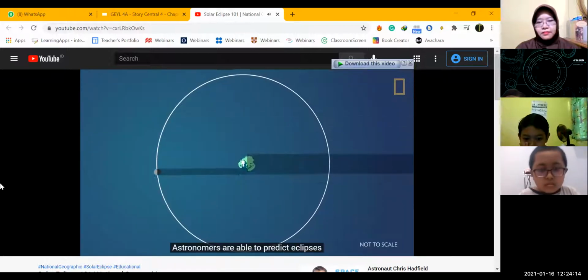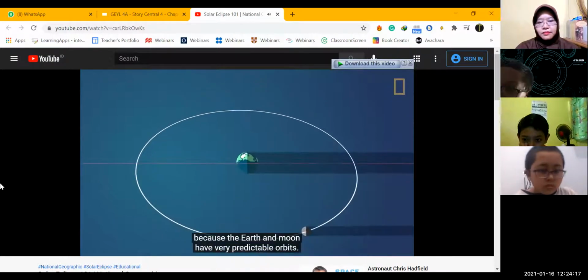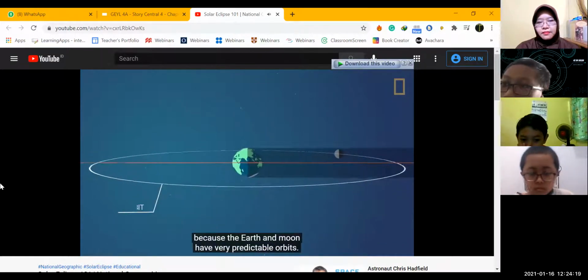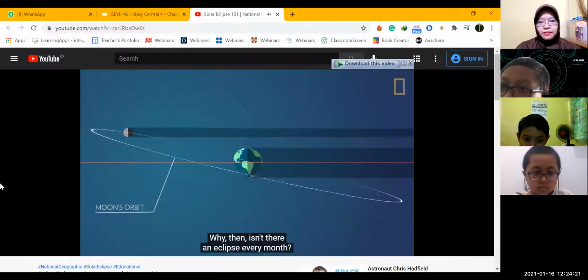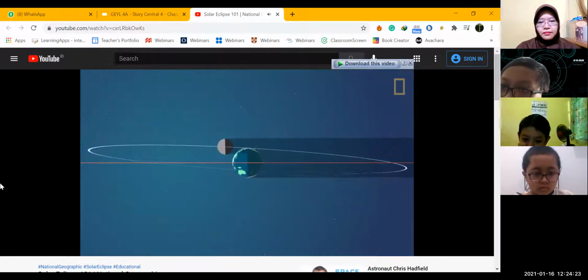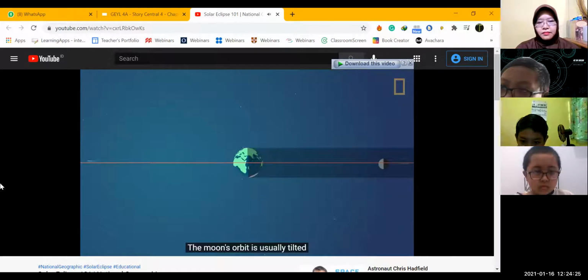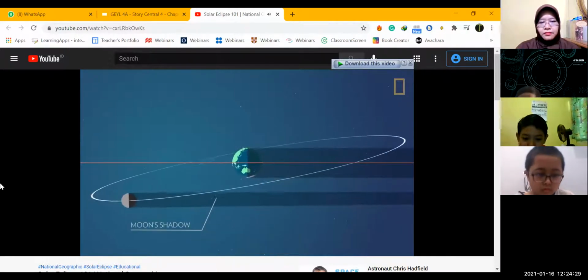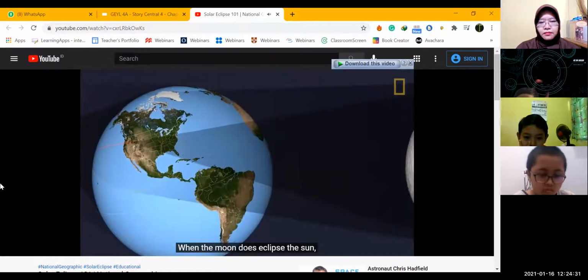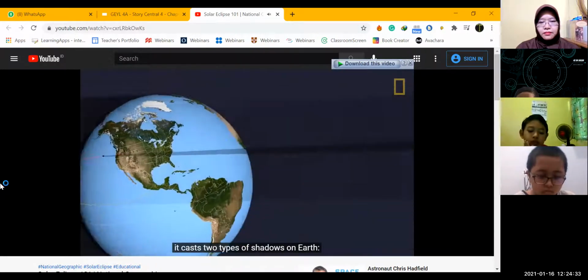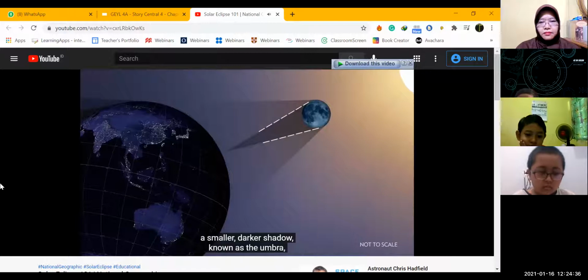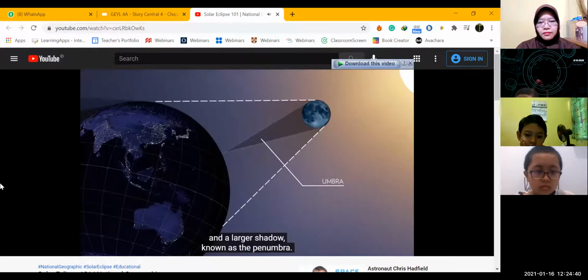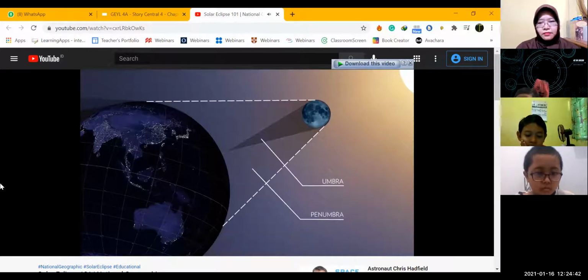Astronomers are able to predict eclipses because the Earth and Moon have very predictable orbits. Why then isn't there an eclipse every month? The Moon's orbit is usually tilted a few degrees north or south in relation to the Earth. When the Moon does eclipse the Sun, it casts two types of shadows on Earth: a smaller, darker shadow known as the umbra, and a larger shadow known as the penumbra.